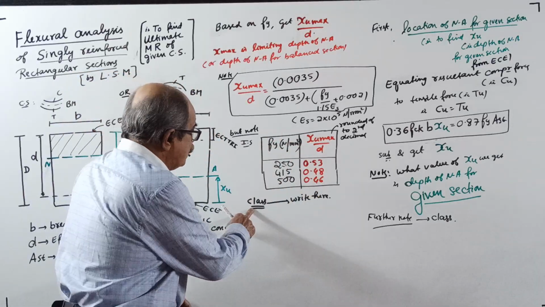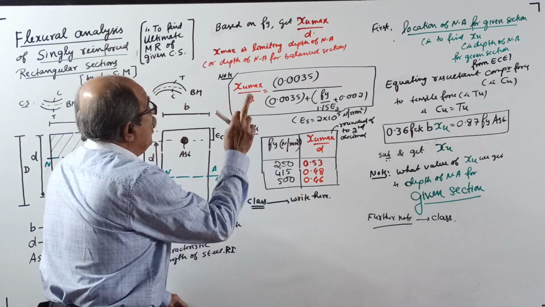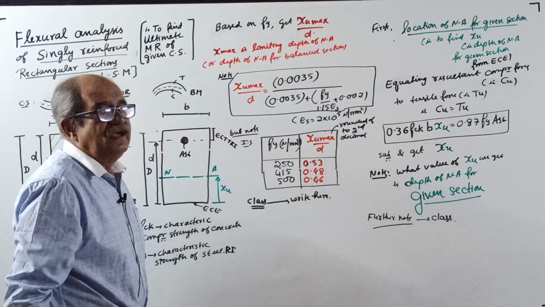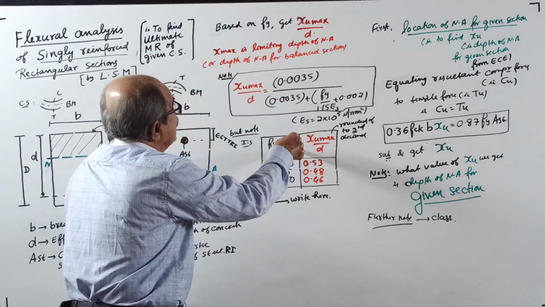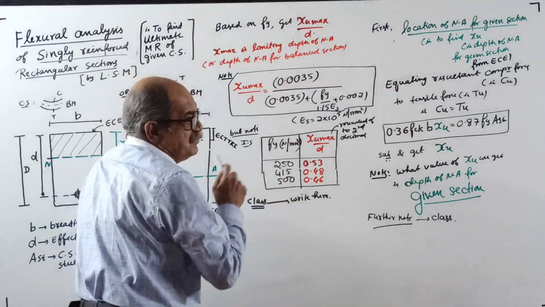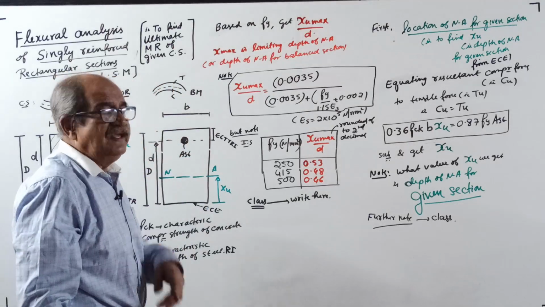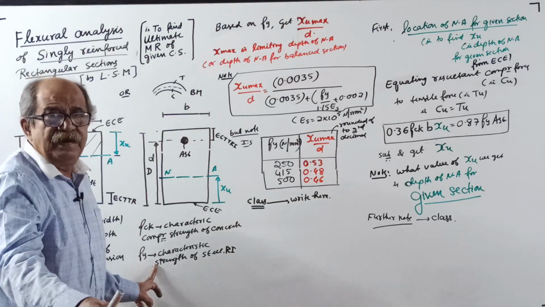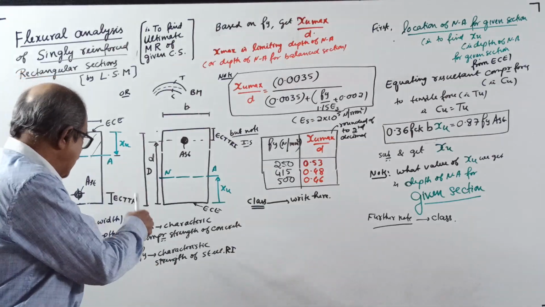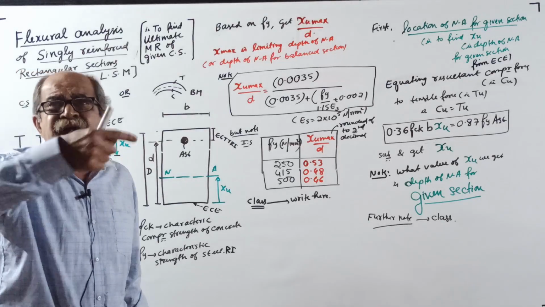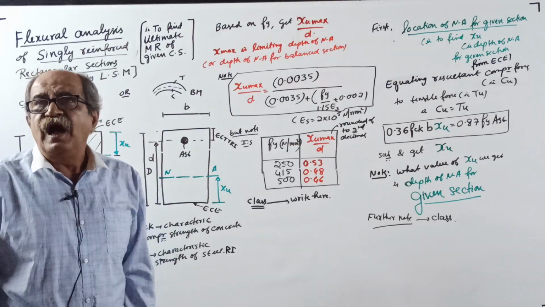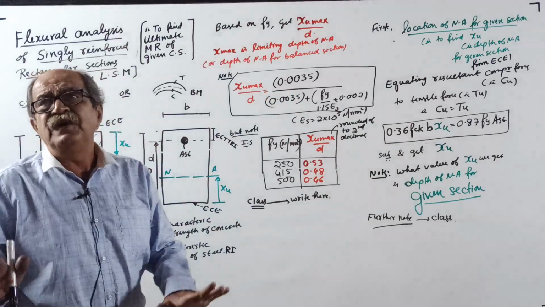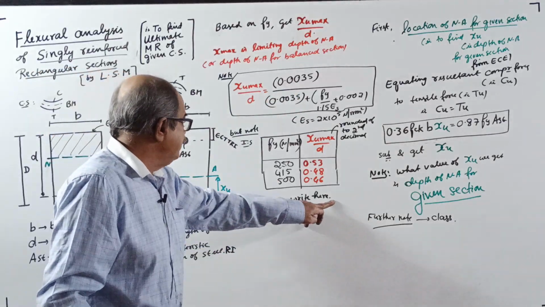Now, make a note, class, right here. Suppose the given value of Fy is other than these three, then use this equation and get the value of XU max by D in the beginning only. That is, as soon as you write the Fy value, write immediately, either from the IS code or by the expression, the value of XU max by D.